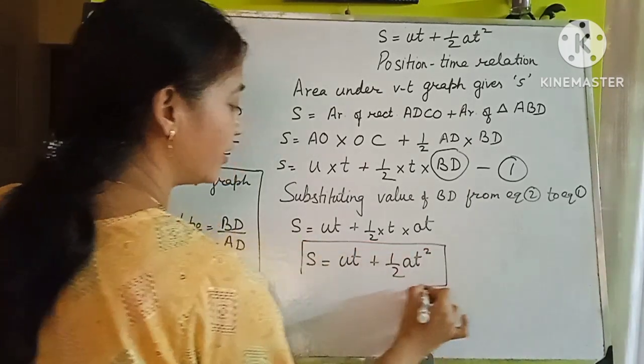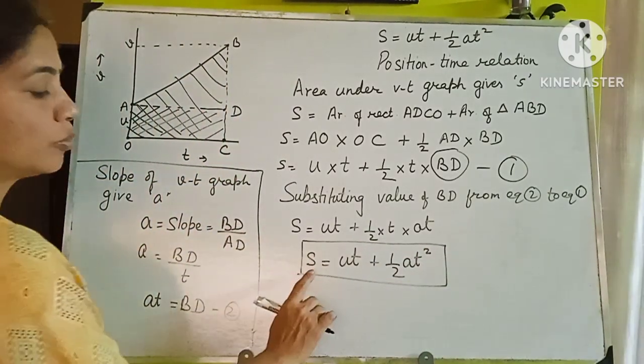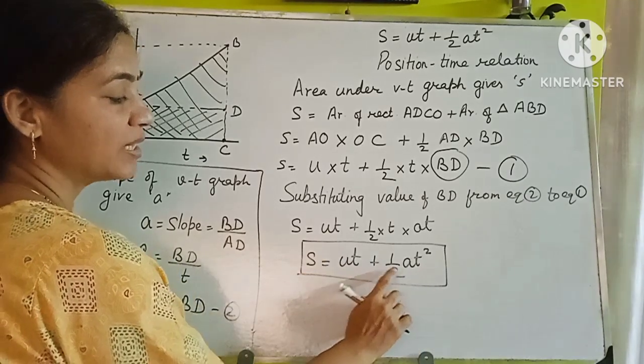This is the second equation of motion. We have derived the second equation of motion, also known as the position time relation. S is equal to ut plus half at square.